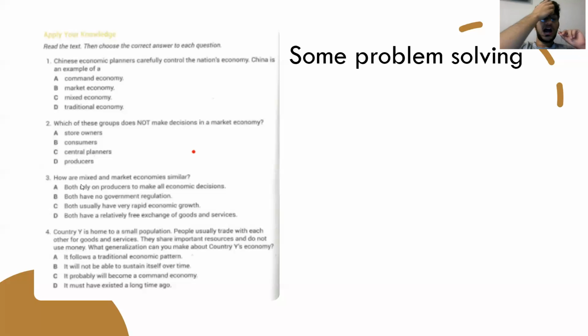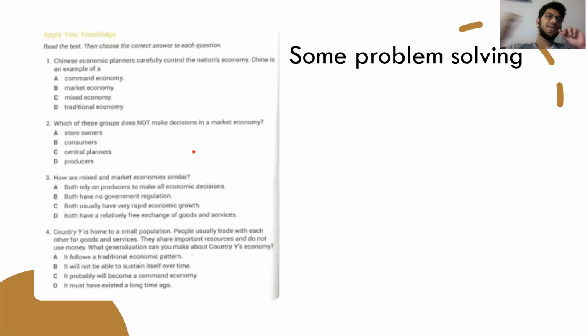Let's move on to question number 3. How are mixed and market economies similar? So before we look at the answers, let's think about how mixed and market economies are similar. They're similar in the sense that both of them have producers and consumers having some sort of decision-making power. There's some sort of say, some sort of freedom to express their interests, the things they want to buy, and have some sort of involvement in the decisions they want to make.